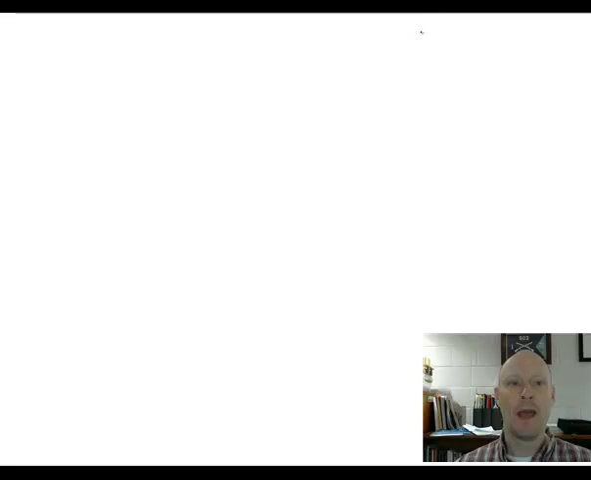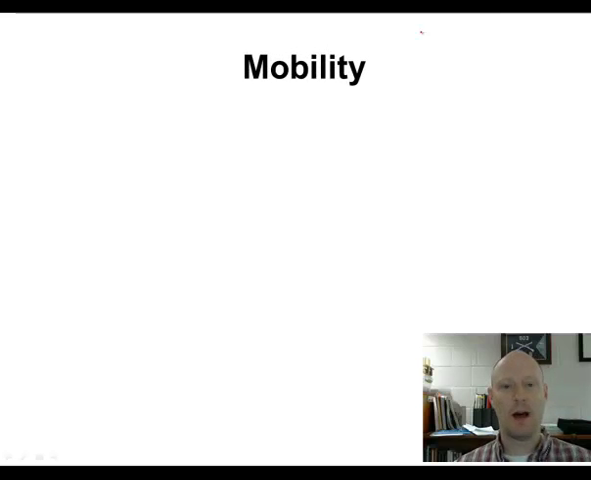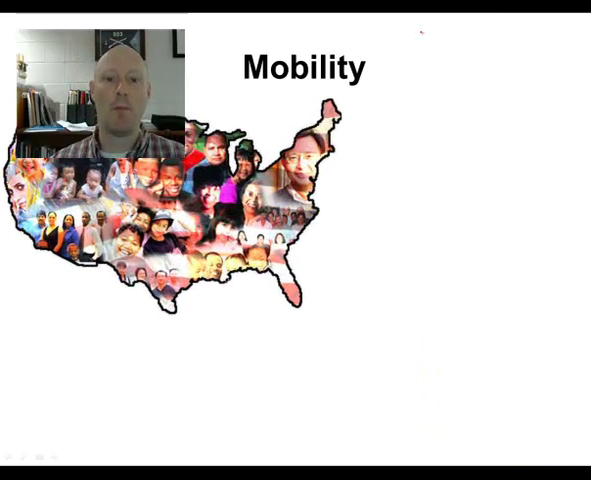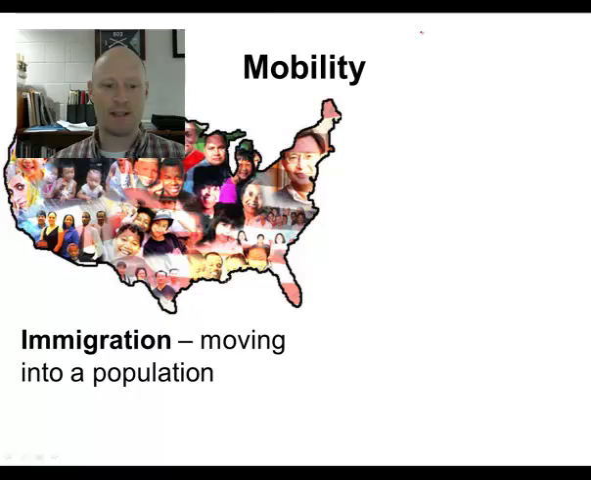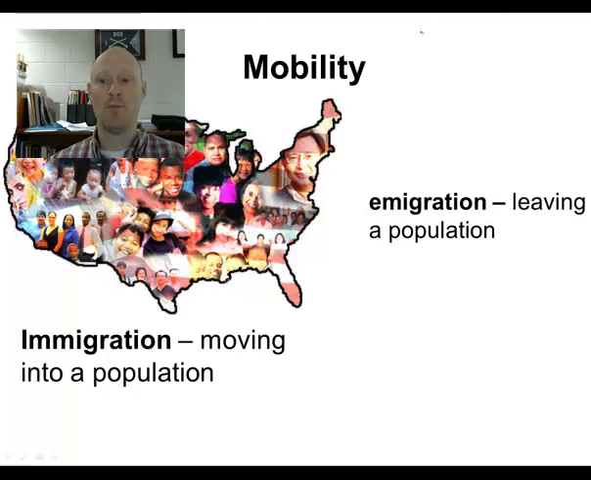All right, next slide, talking a little bit about mobility. This is important because it's introducing two things. If I'm looking at the growth of a population, what can cause growth? Well, mobility is going to be one of those, and that's simply the ability to move in and out of an area. If you're moving into an area or into a population, we call it immigration. If you're moving out of a population, we call it emigration. So you have immigration and emigration, moving in and moving out.